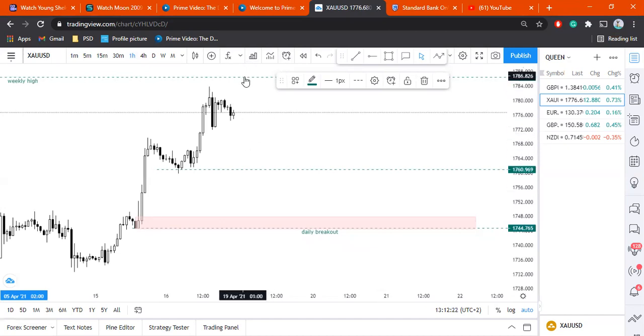If it doesn't do that, then you watch price or you look for an entry to push price to our next high before it gives us a new low.